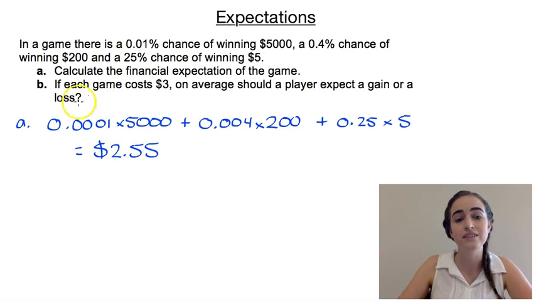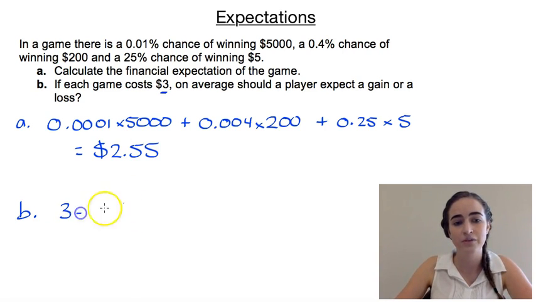Part B tells us that each game costs $3. On average, should a player expect a gain or a loss? This $2.55 tells us that's on average what they're going to win each game. But if each game costs $3, then because we're not winning as much as we're paying to play the game, we're going to end up losing 45 cents each game on average.